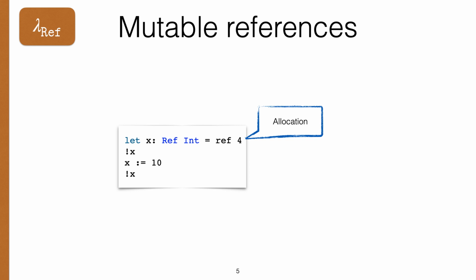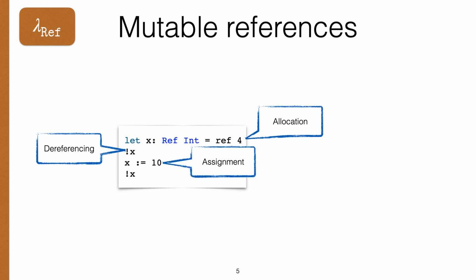We also have the dereference operation, which allows to read the reference value of a location. Here we are reading 4 from reference x. And assignment, which allows to update reference values. Here we are updating the content of the cell to 10. So this program will read 10 from the cell.